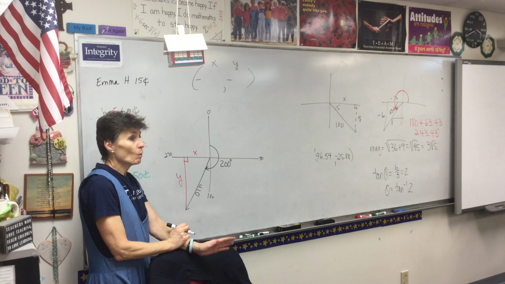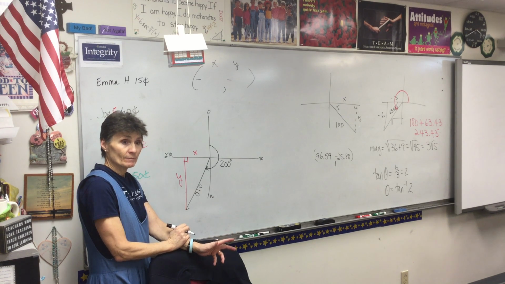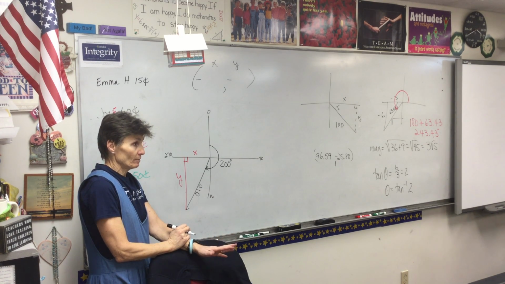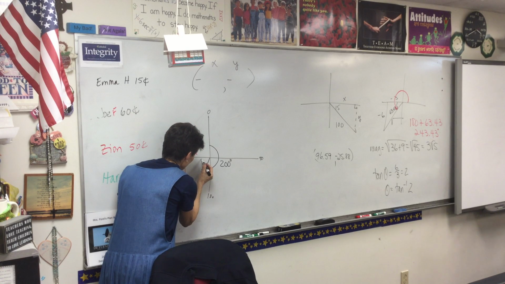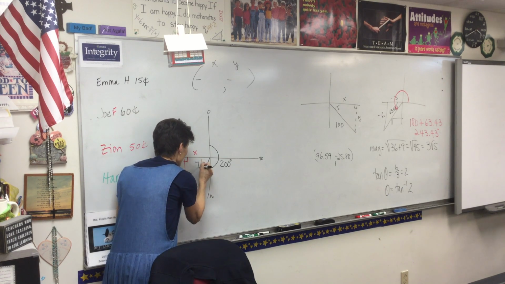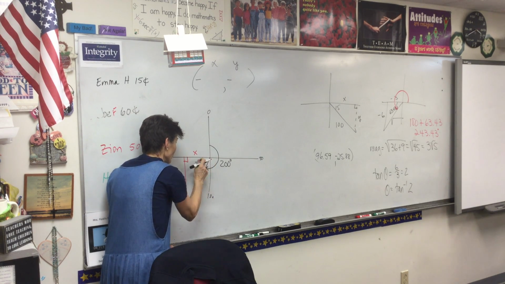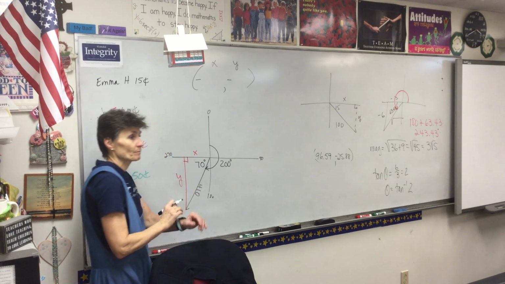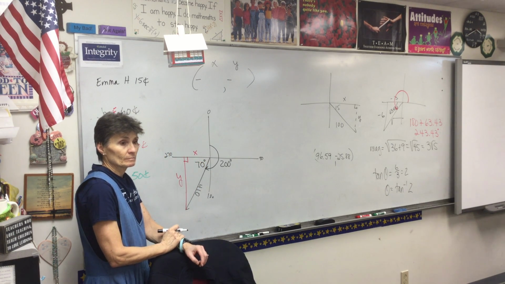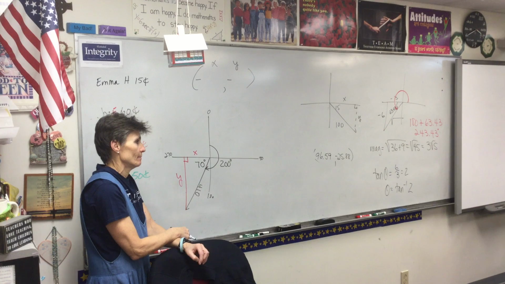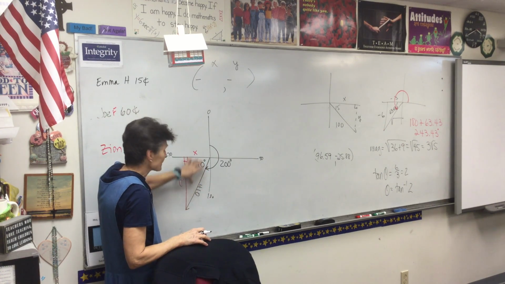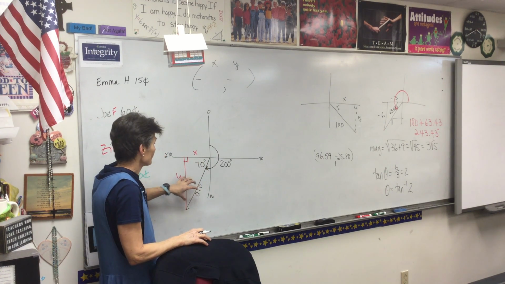Now, to find x and y, we use sine and cosine, right? But I need an angle. Well, I'm not going to use 200. I need this 70 degree angle right here. That angle is 70. Would you agree with that, kids? Would everybody agree that angle's 70? And that's the one I need, because that's the one that's inside my triangle.